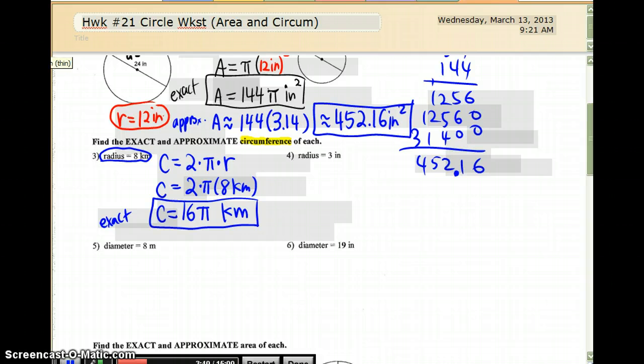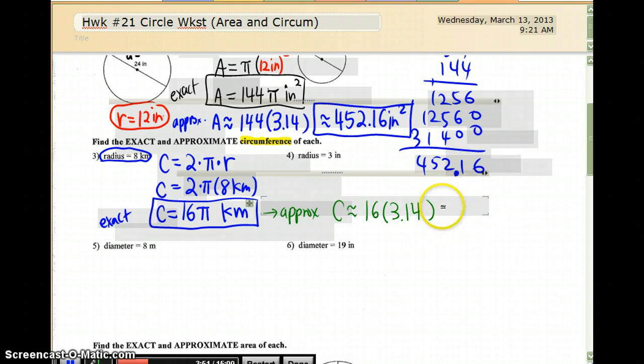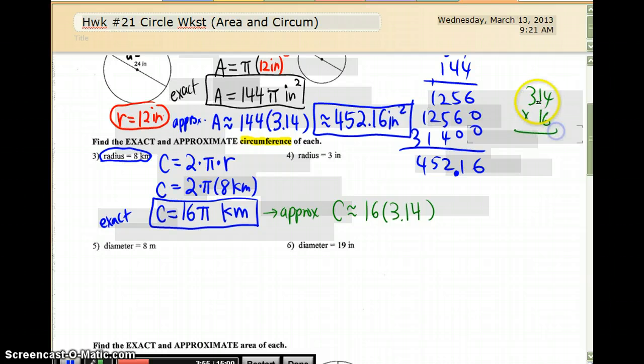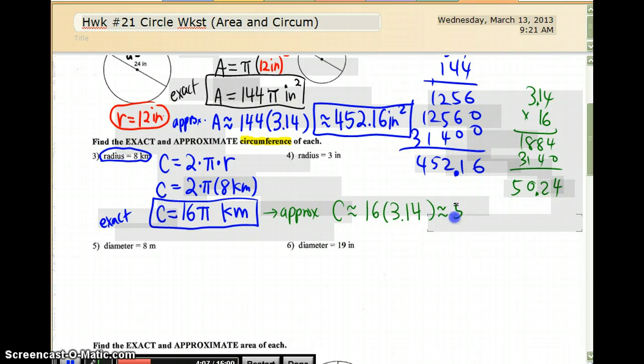Okay, then from the exact answer, I'm going to find the approximate answer by taking the circumference is equal to 16 times. My approximate is 3.14. So if I multiply that, I'm going to do that over here. No calculators, so you're going to do that as well. I'm pretty good at multitasking, huh? Talk and do math at the same time. So I got about 50.24 kilometers, and that's my approximate.